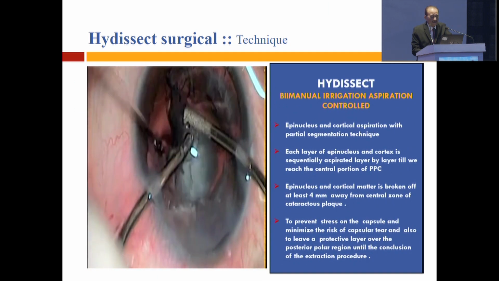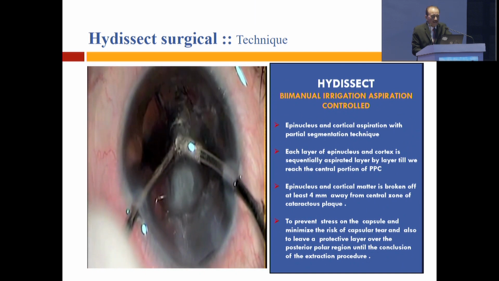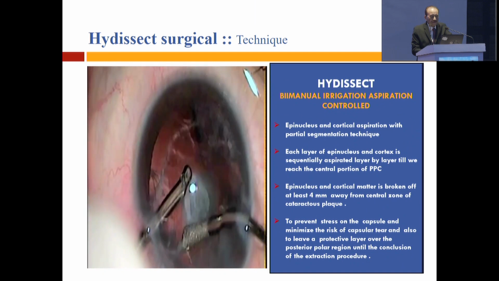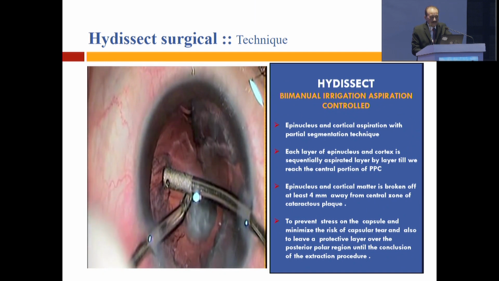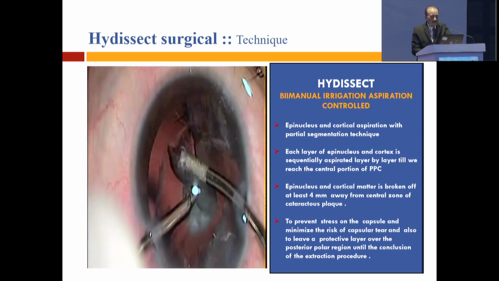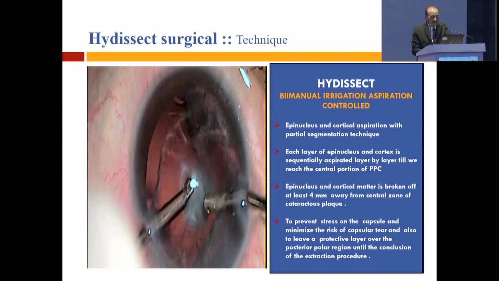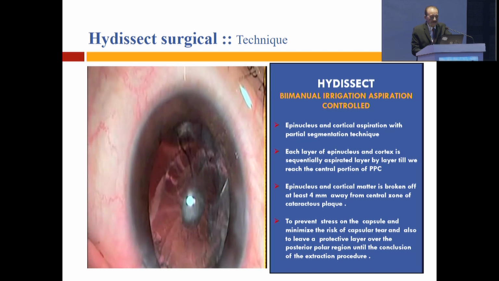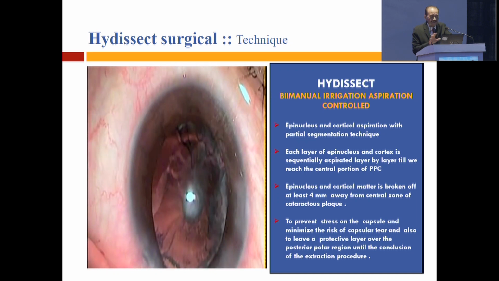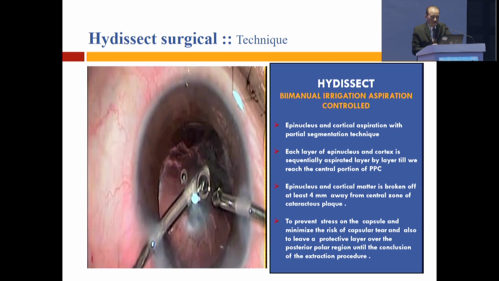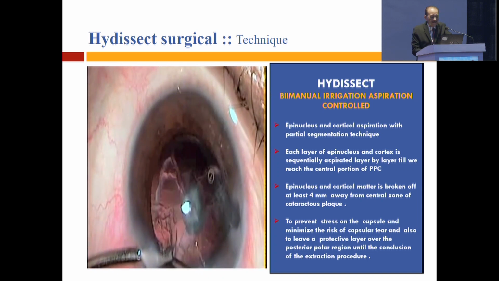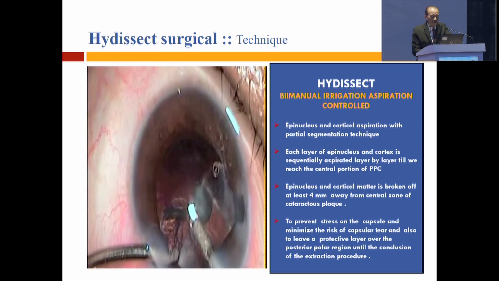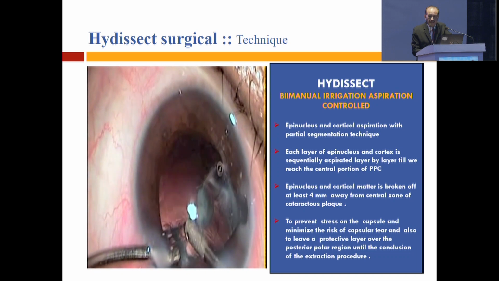Now you can see here, because I am using the irrigation and aspiration cannula and aspirating the cortical material first without disturbing the central plaque. This is called the segmental technique, where you take out the cortex and segment it away from the central 3 millimeters. So this is the plaque which I have left finally to support the posterior capsule. And then finally I am going to take out this plaque slowly, and you can see the plaque is now being taken out with the help of the aspiration cannula.